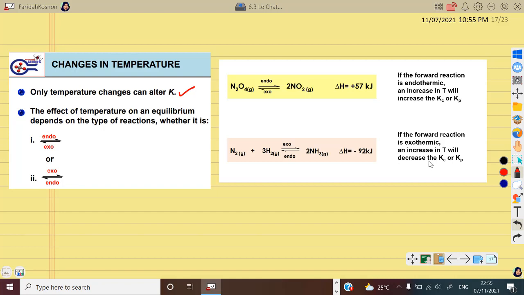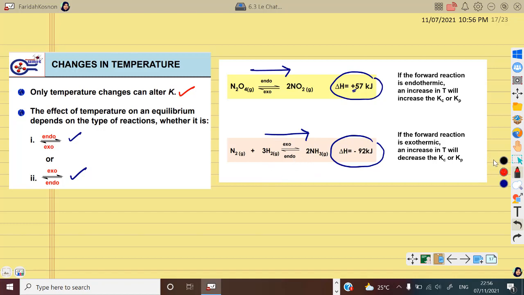Sama ada forward reaction is endothermic. Dalam kes ini nampak forward reaction is endothermic, reverse reaction is exothermic, atau forward reaction is exothermic, reverse reaction is endothermic. Okay, macam mana kita nak tahu forward reaction tu endothermic? Biasanya you akan diberikan delta H, enthalpy change macam ni. So if the value of delta H is positive, it shows that the forward reaction is endothermic, and reverse reaction is exothermic. Kalau delta H value itu negative, it shows that forward reaction is exothermic and reverse reaction is endothermic.